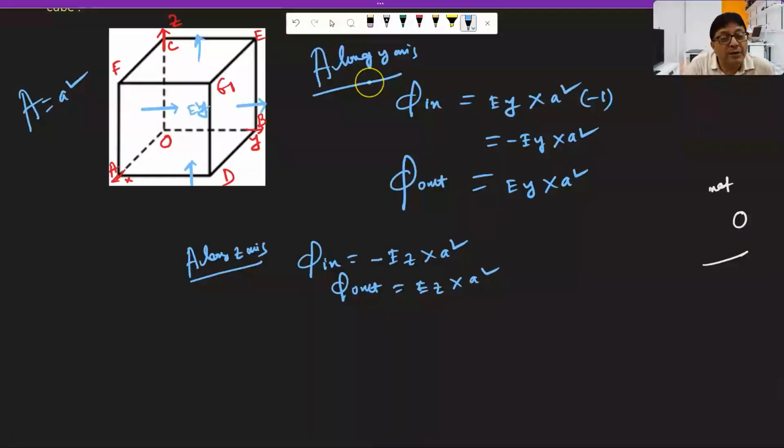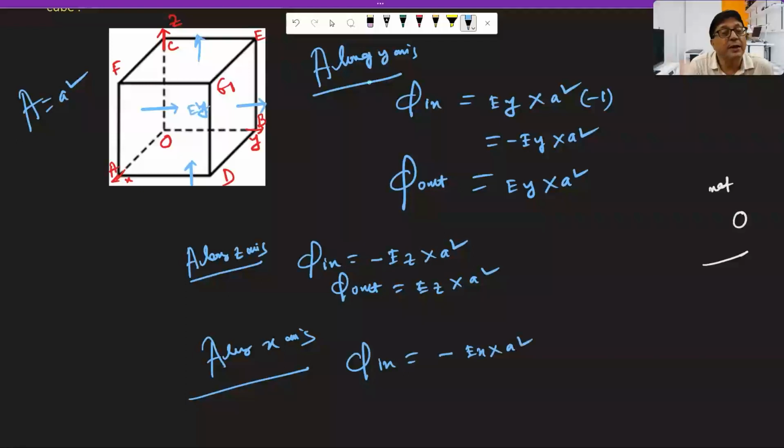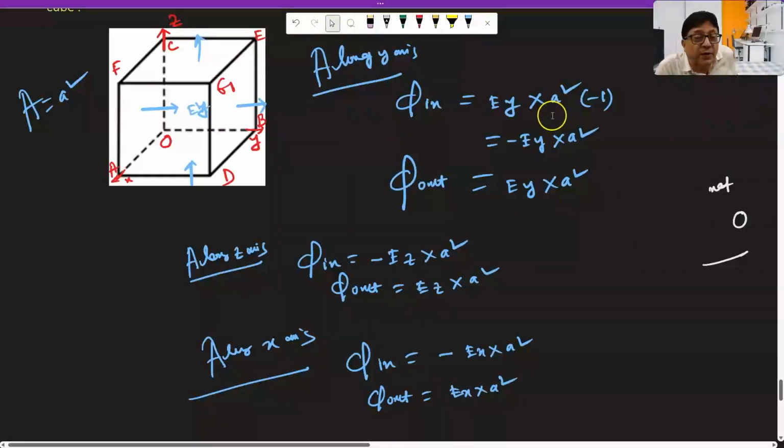Let us write along x-axis what is happening. Along x-axis what will happen? Entering through this ECOB and coming out through FADG. So phi in again minus EX into A square. Phi out through the surface FGDA. This is given by... so flux through all 6 surfaces we found.